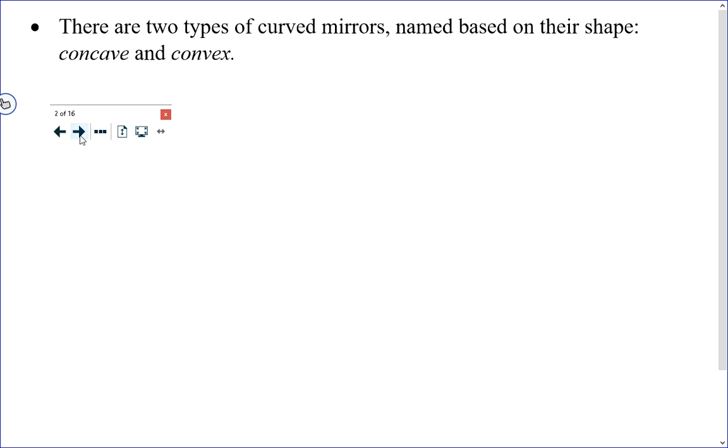To begin with, there are two types of curved mirrors that we're going to be dealing with. So we're not concerned in this course right now with the image that you see of yourself in a bathroom mirror in the morning. That is not a curved mirror. That is what's called a plane mirror, a flat mirror. We're going to be looking at curved mirrors. And there are two types called concave and convex.